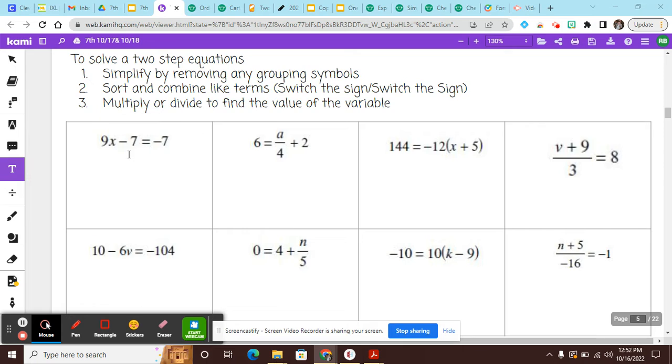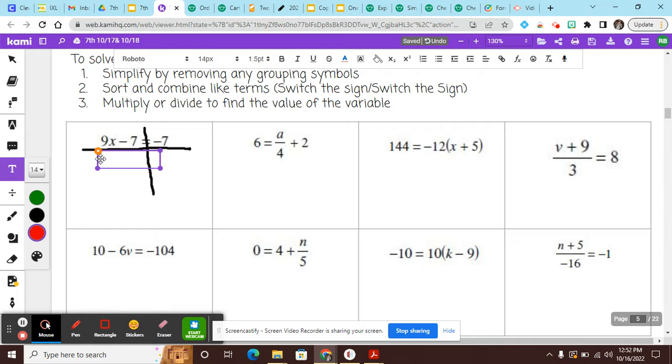So on the first one, we've got 9x minus 7 equals -7. Well, I don't have any grouping symbols. So that means I'm going to draw a line here so that I can sort and combine my terms. I'm going to put a text box here so you can see my writing. I'm going to keep 9x on this side. My next term is -7. Well, instead of -7, I'm going to make that a +7. And then I'm going to keep this term on this side. I've got -7, so I'm going to put -7 here.